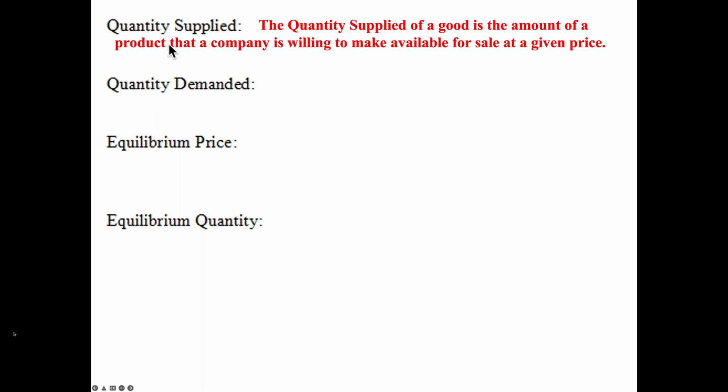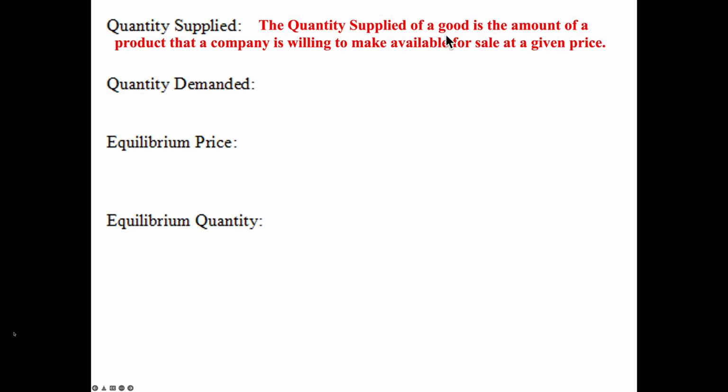4.1. Here the author is trying to introduce a little economy into the algebra. So we have some variables to define here. So we'll just do this real quick. The quantity supplied of a good is the amount of a product that a company is willing to make available for a sale at a given price.